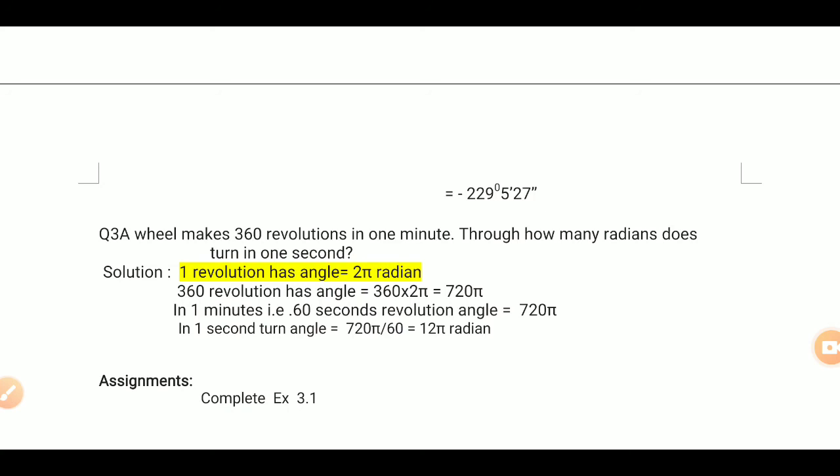This is the angle. Now you have the assignment. You have to complete your exercise 3.1.